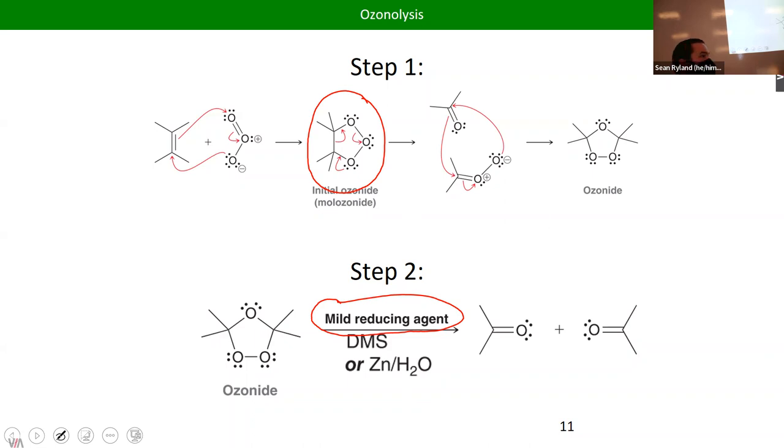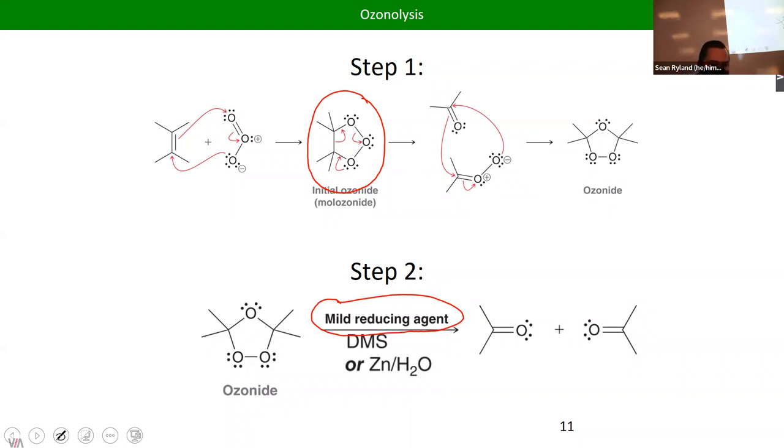Occasionally you will see people also use zinc in water. Zinc is a pretty good reducing agent because it wants to be oxidized so much. In theory, just about anything you could use zinc for, you could also use aluminum for, but aluminum might be a little too reactive.